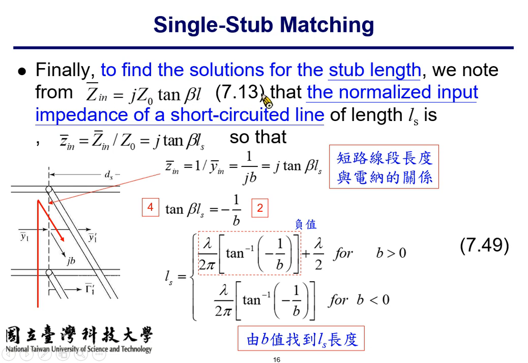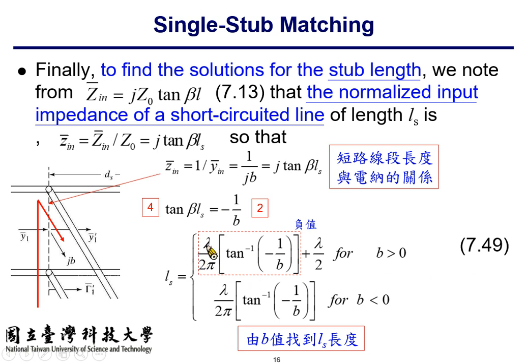So we first normalize the expression of 7.13 like this. By dividing both sides with Z0, you end up with the normalized impedance as j tangent beta LS. And taking the inverse of Z in, you can find the relationship between the normalized susceptance B and the length LS. So tangent beta LS equals minus 1 over B. Then you can manipulate this equation a little bit to find the solution for LS.